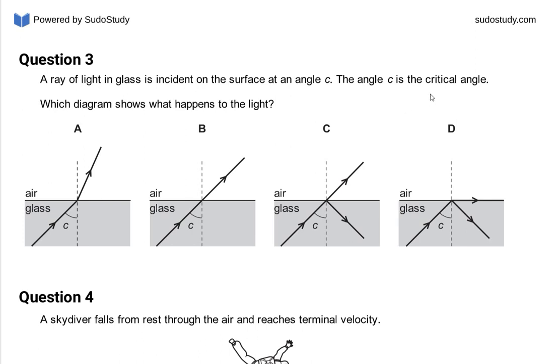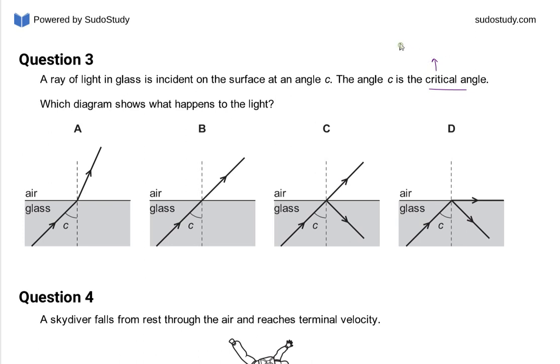Now, question 3, here we go. Which one is the critical angle? So which one is showing the critical angle? If you don't know the critical angle, we need to fix ourselves up. Critical angle, I'm going to write it down, so in case you don't know it, now you do know it, and then you can write it down.